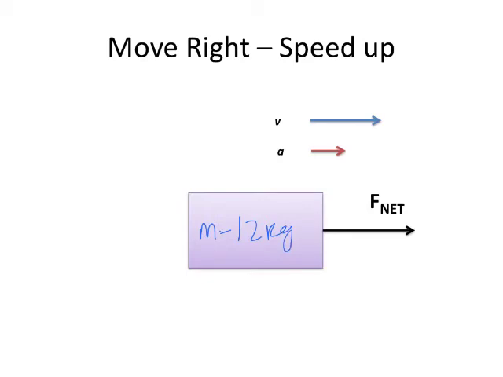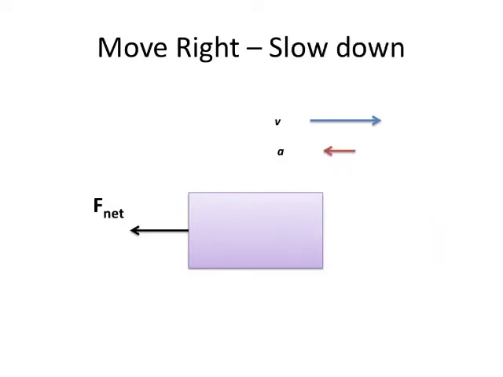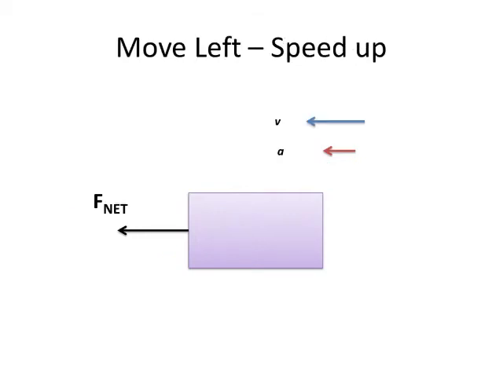So for this one, if you look back at your notes from before, moving right and speeding up, up and down the net force cancels out, left and right, you're left with 5 newtons to the right. And those two point in the same direction. On this side, moving to the right and slowing down, we end up with 5 newtons to the left. Our mass is still 12 kilograms. So, matches in direction. Then moving left and speeding up, again, you get 5 newtons to the left.